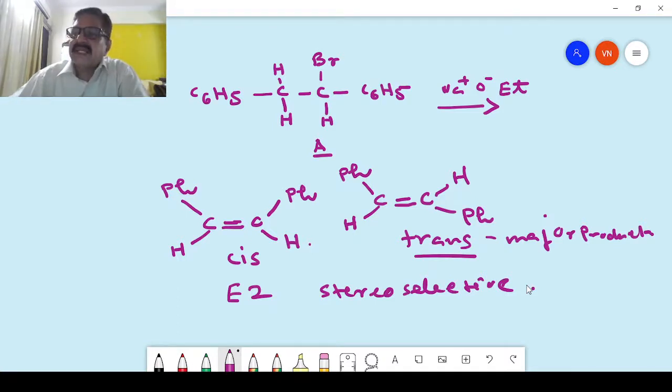Trans alkenes are more stable than cis alkenes because of steric interaction. In this case the bulky phenyl groups are on the same side in the cis isomer, therefore it is unstable. So trans alkenes are more stable than cis alkenes because they have less steric hindrance. Now, increasing alkyl substitution will also stabilize an alkene by the electron donating inductive effect.